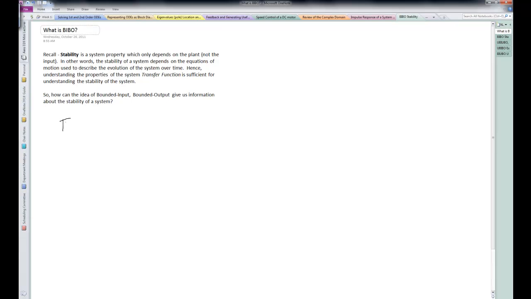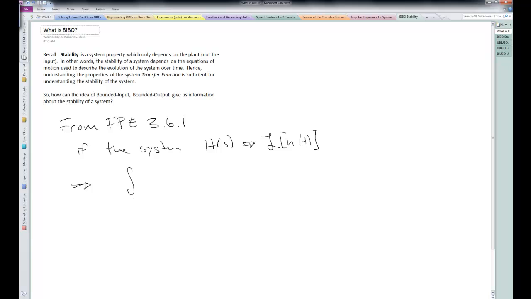From lecture and from FP section 3.6.1, we saw that if the system, which has a transfer function H(s), which comes from the Laplace transform of the system h(t), so h(t) is the differential operator description of the system, then for stability we needed that the integral from minus infinity to infinity of the absolute value of h(tau) d tau has to be less than infinity.